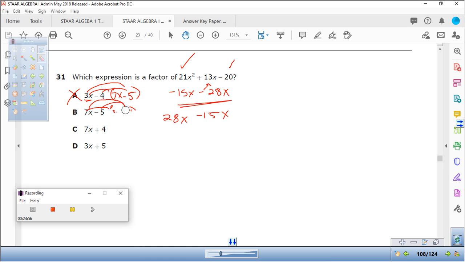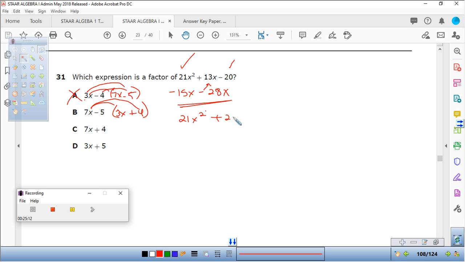Let me double check it. Oh, whoa. 7x times 3x, negative 5 times a positive 4. Let me just do the whole FOIL. 21x squared, positive 28x, negative 15x, negative 20. This checks out. Cha-ching. What does that give me, guys? Yeah, it's a lot easier. So which one is the right answer? Did any of y'all check the answers on that one? On YouTube.